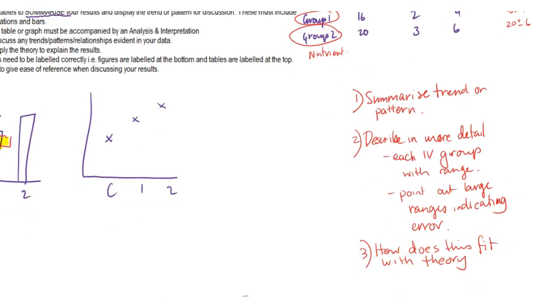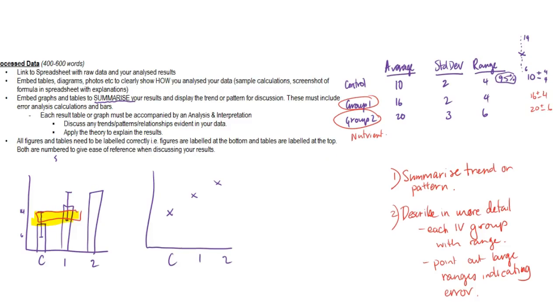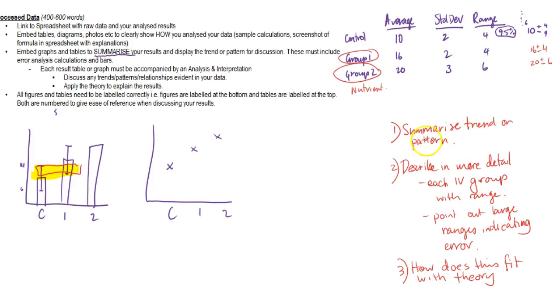So that is pretty much giving me the interpretation of your data in a nutshell. Just set it up like that. Follow those 3 steps: summarizing what you see overall, describing each one of the groups for me in detail, pointing out the errors, and then talking to me about how this fits with the theory. That's essentially all you need to do for now.